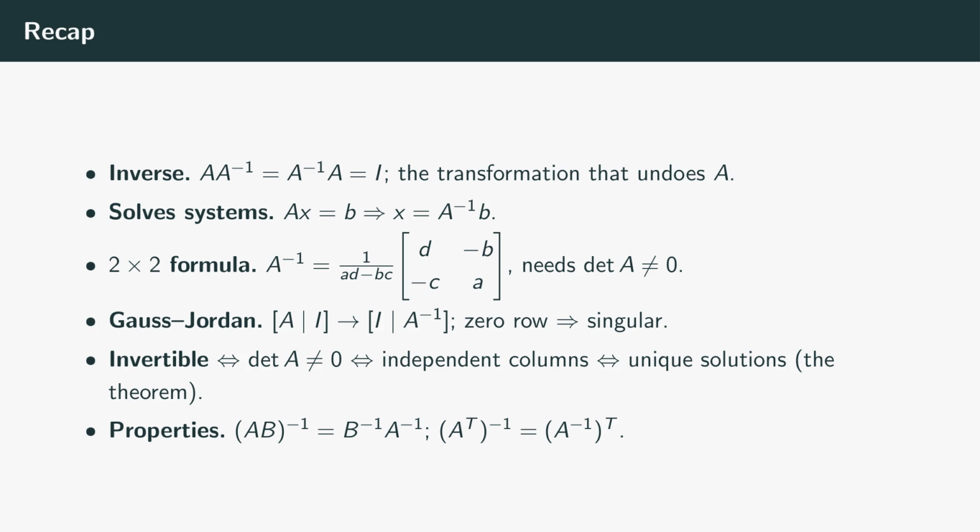For any size, the Gauss-Jordan method augments A with the identity, row reduces until the left block becomes the identity, at which point the right block is A inverse. A row of zeros means the matrix is singular. A matrix is invertible exactly when its determinant is non-zero, its columns are independent, and systems have unique solutions, all one condition gathered in the invertible matrix theorem. And keep two properties. The inverse of AB is B inverse times A inverse, in reverse order, and the inverse of A transpose is the transpose of A inverse. Next episode, the determinant itself, the single number that has been quietly deciding everything.